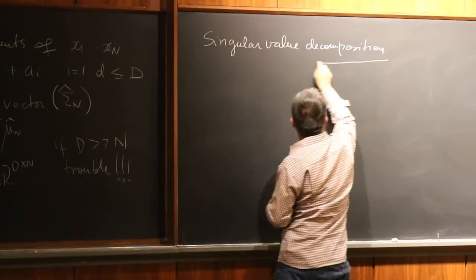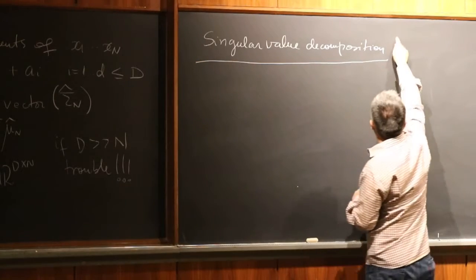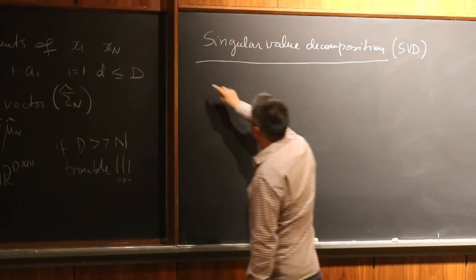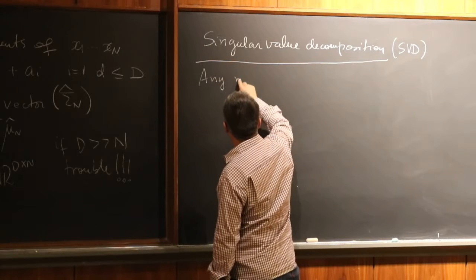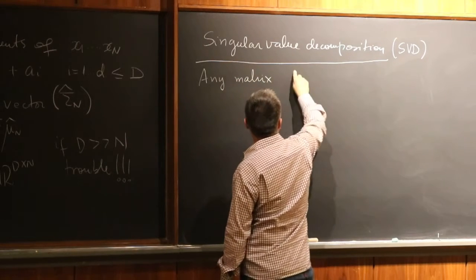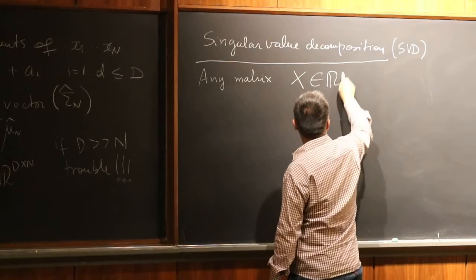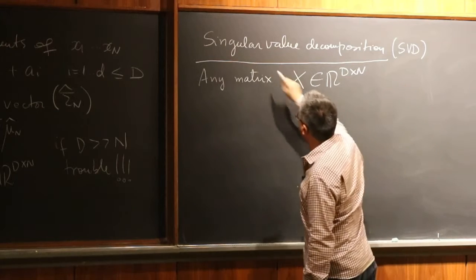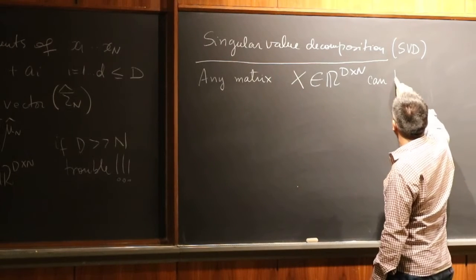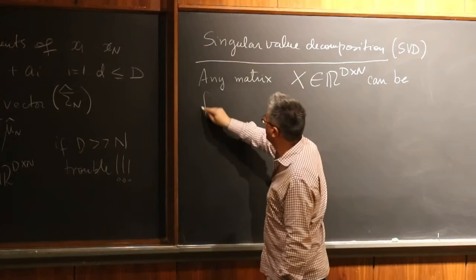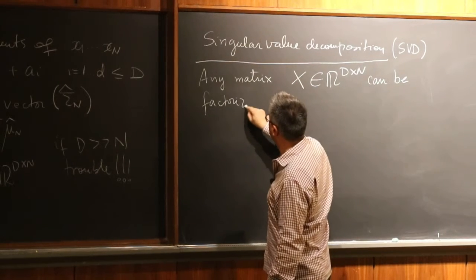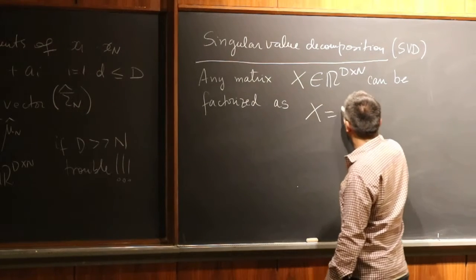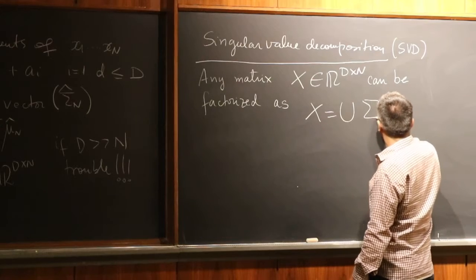Okay, that's the SVD. So, any matrix X, that is D by N, can be factorized as X is equal to U sigma V transpose.